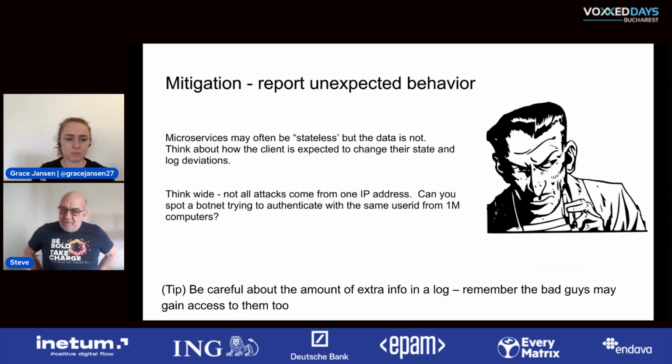Report unexpected behavior. I've touched on this. I think this is one of the things that we just don't do, and we need to get really better at this. When you have an interaction with the client, your own microservice may be considered to be stateless, but the state of your client's data is not. A lot of this is about thinking about whether the request that comes in is reasonable. A lot of this is about recording the fact that suspicious behavior has taken place. So it's really important to start thinking about how you design software to spot that it's not bad, but it's suspicious.